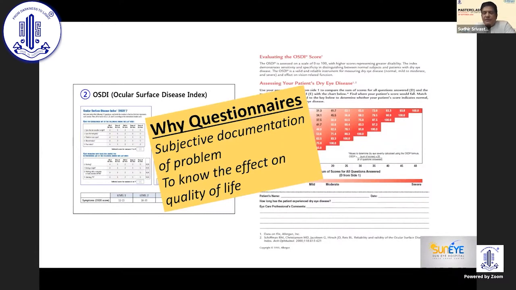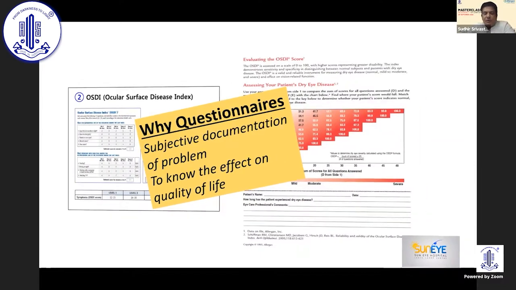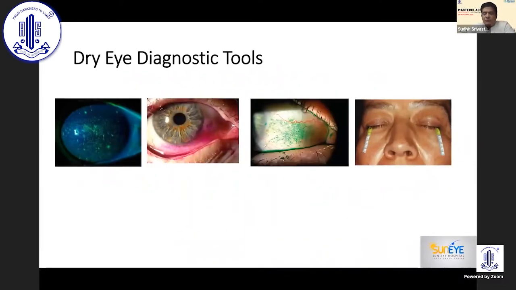Certain patients, if you do a slit lamp examination, you won't find any findings, but they will tell you numerous complaints in the clinic. So you have to do documentation, and you can assess the effect on quality of life also on the basis of these questionnaires, because it is important to maintain it. Do the documentation. Regarding the important diagnostic tools, obviously it is the staining.